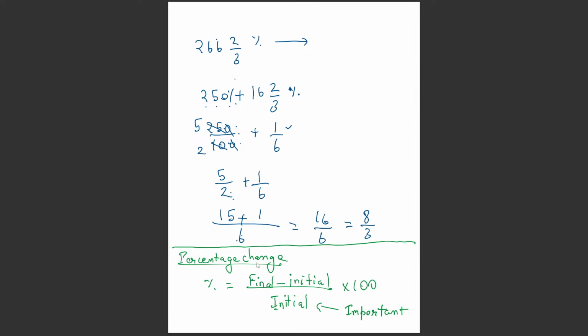Now, percentage change: there is a formula I also told you in the previous session. The percentage change formula is final minus initial upon initial into 100. Initial is the important part. We have to take the initial in the denominator, because we are comparing with the initial.